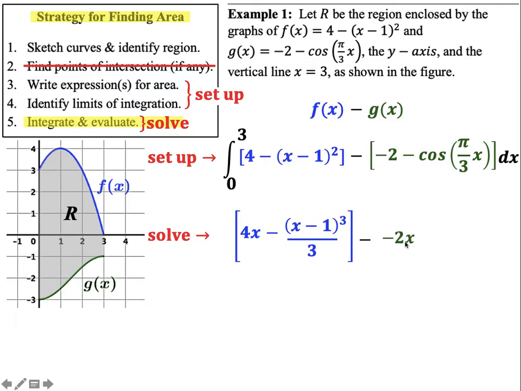I'm going to integrate the minus 2. It becomes a minus 2x. I'm going to integrate minus cosine. So minus cosine goes to minus sine because integrating cosine goes to sine, pi over 3x. But then remember, we have to divide by the derivative here. So we have to divide by pi over 3. Okay, so there's a lot going on here. Let me cap these off with some brackets.